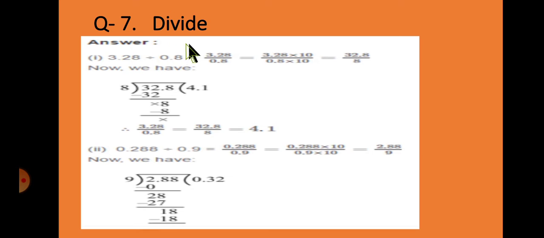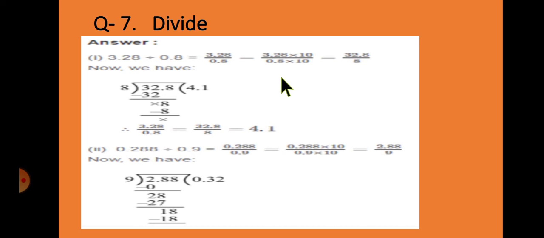Question number 7 also divide. Our seventh first is 3.28 divided by 0.8. So first of all we will remove the decimal from the divisor. And how do we remove it? By multiplying by 10 form. Because in the divisor, after the decimal there is one digit, one place, that's why we multiply the numerator and denominator by 10.